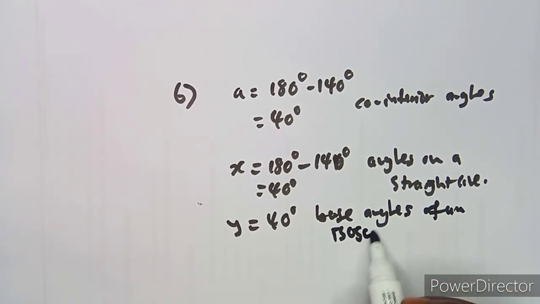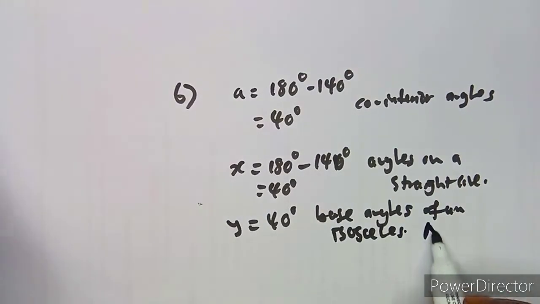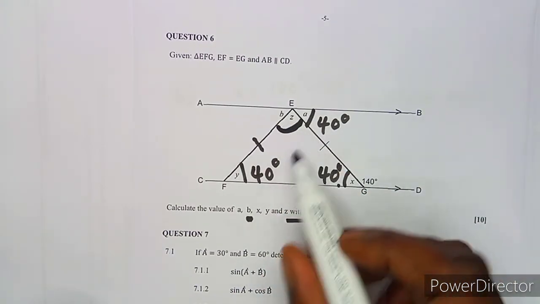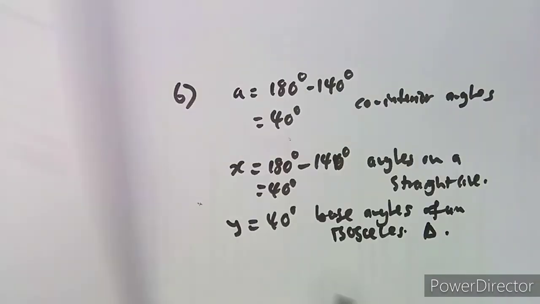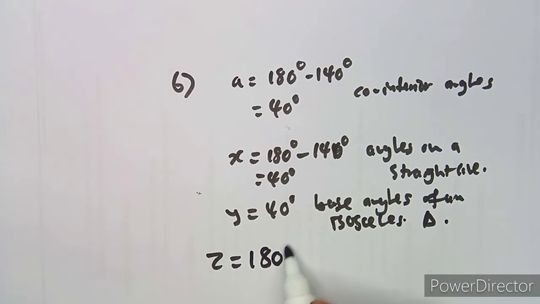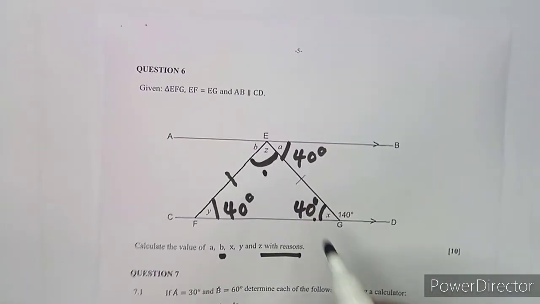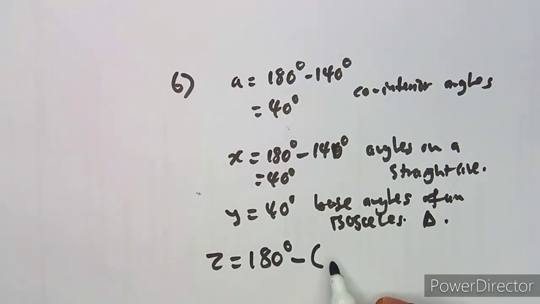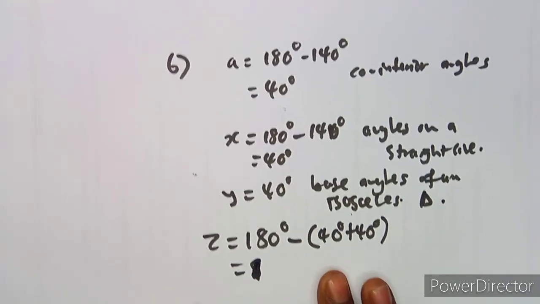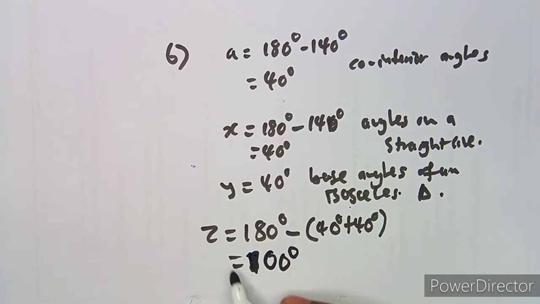So it depends on the way that you have used to find this. Okay, so we can also find z here. We've got angles in a triangle, so you can just find z. Remember that angles in a triangle add up to 180 degrees, so z is going to be 180 minus these angles in a triangle, which is 40 plus 40 degrees. That is 80, and 180 minus 80 is going to give us 100 degrees. So that's our angle z.